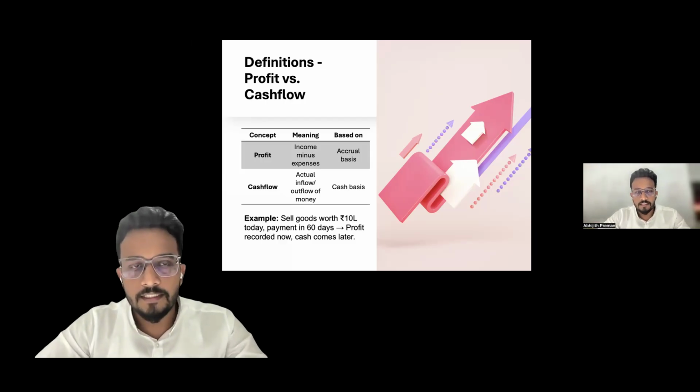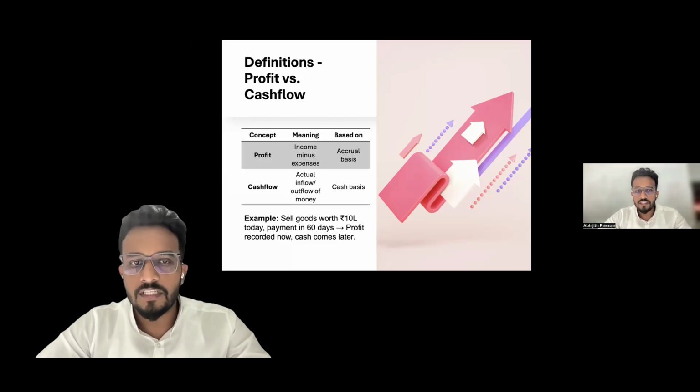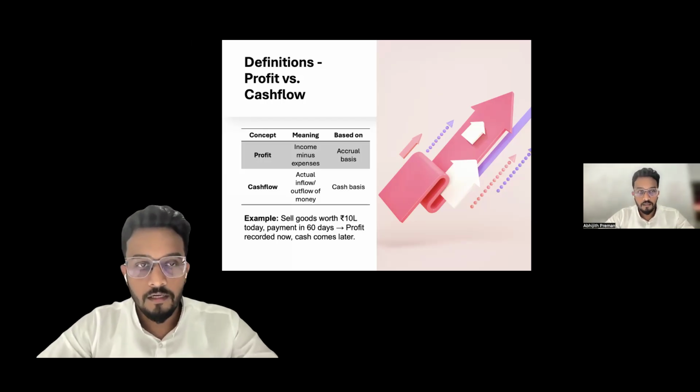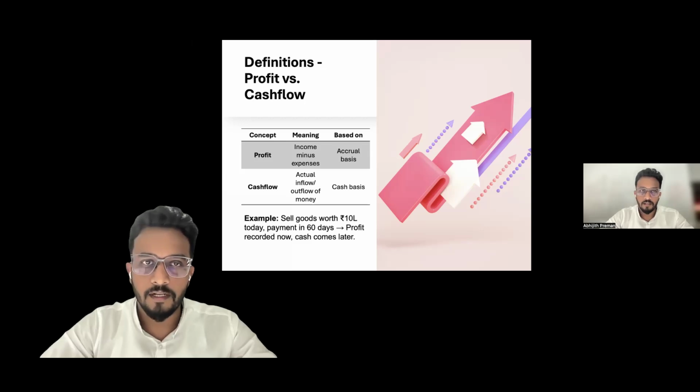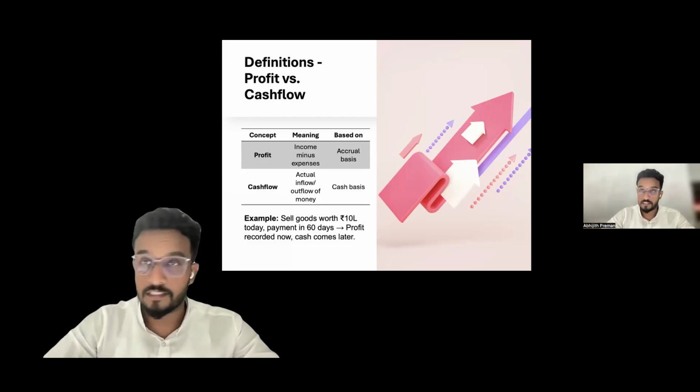A classic example for this particular concept would be you sell goods worth rupees 10 lakh today. Payment you will receive from the customer only in 60 days. Profit is recorded now, cash comes later, which means that when you are selling goods worth 10 lakh rupees today, you are generating an invoice which will be given to the customer. So what happens to your P&L account? Income increases, which means that your profit will be increasing. But when the customer is going to pay you money, they'll be paying you only after 60 days.